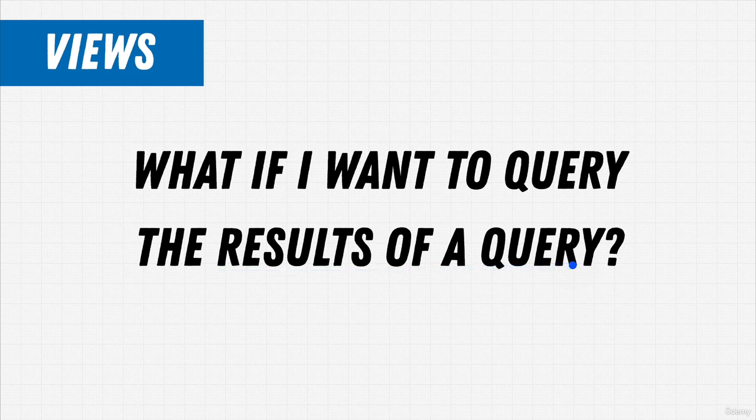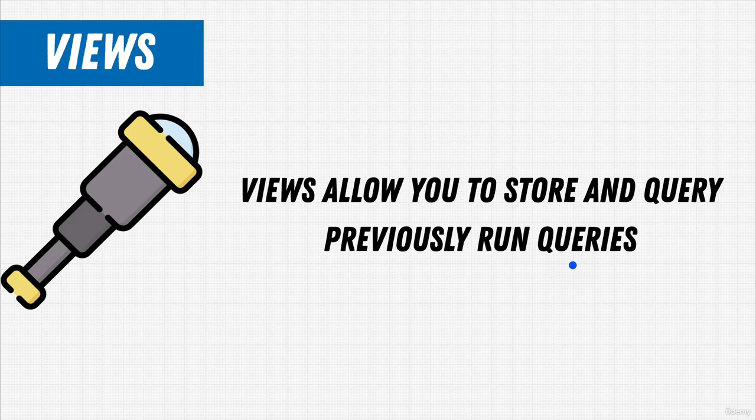Well, this would solve a lot of issues that we tend to have. What if we want to derive an answer from a query that we ran? Well, views allow you to store and query previously run queries. And the reason I use the analogy of the mirror is because when you rerun a query, it's like looking in the mirror. You're seeing the reflection. You're seeing something that previously had run. I don't know if it's the best analogy, but it's the closest one I could come up with. But views allow you to store and query previously run queries.